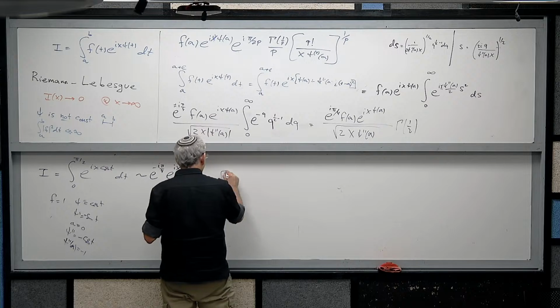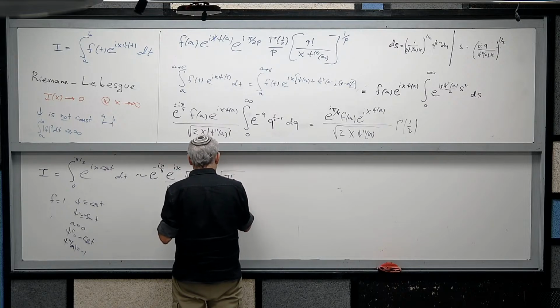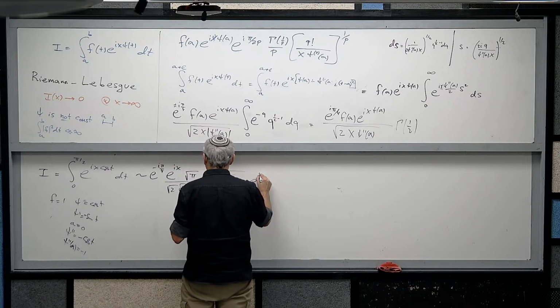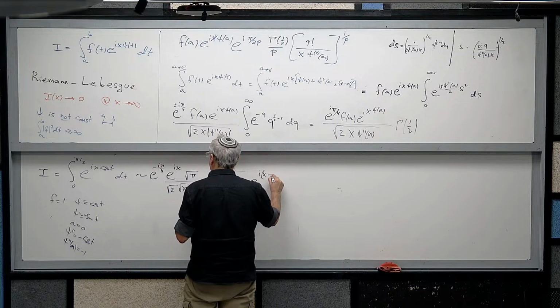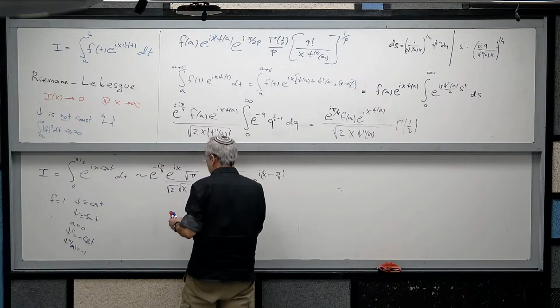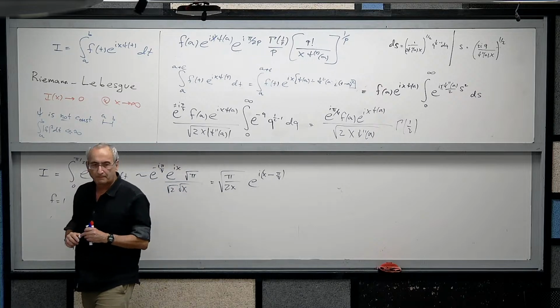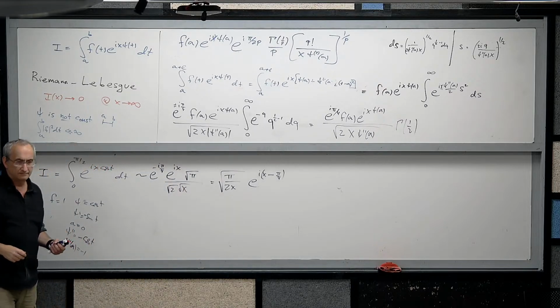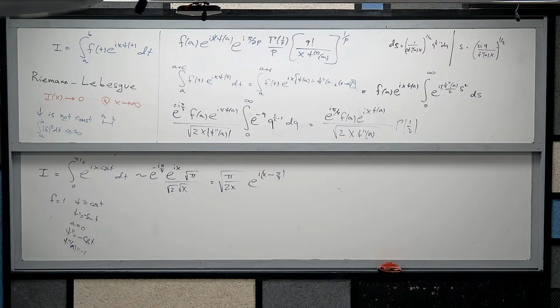So it will be square root pi over 2x times e to the ix minus pi over 4. Can they be different? Oh, yeah, because it can be odd. Okay.